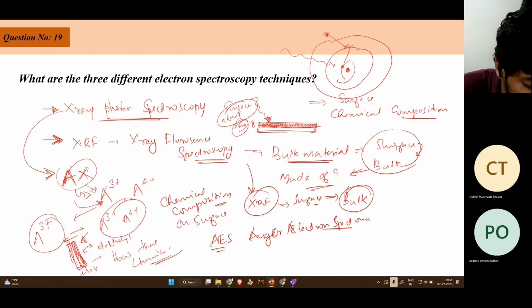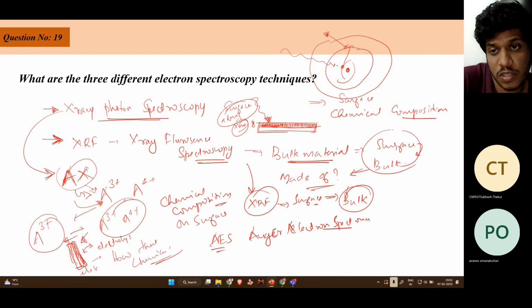And the basic information that can be obtained from this is the composition in the bulk form of the entire sample. So this will also give us information about the bulk of the material.